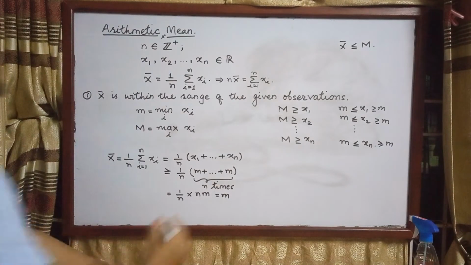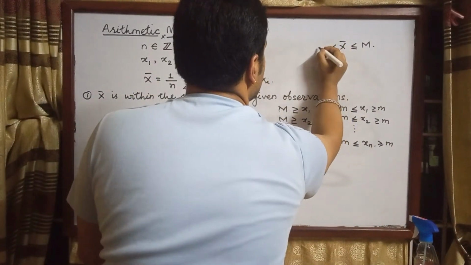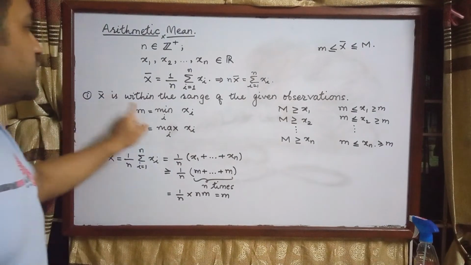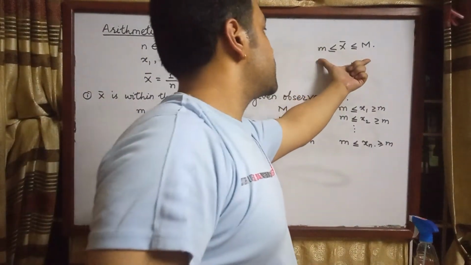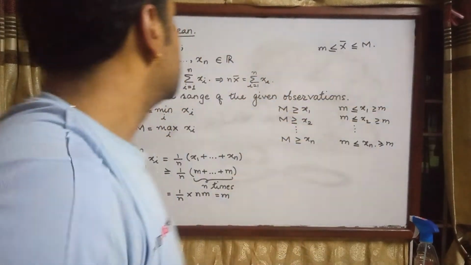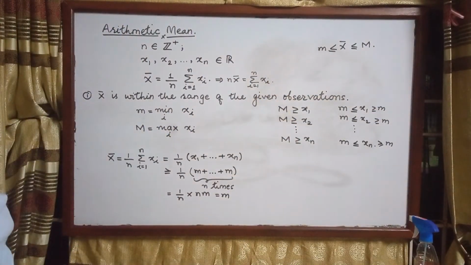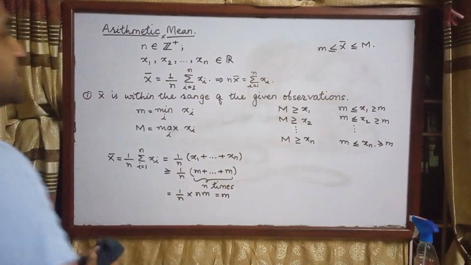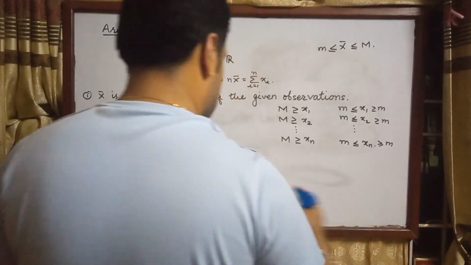So we've just shown this whole thing. So x bar is within the range of the given observations. All right, this holds. So this was one of the properties that we might have come across in elementary statistics.